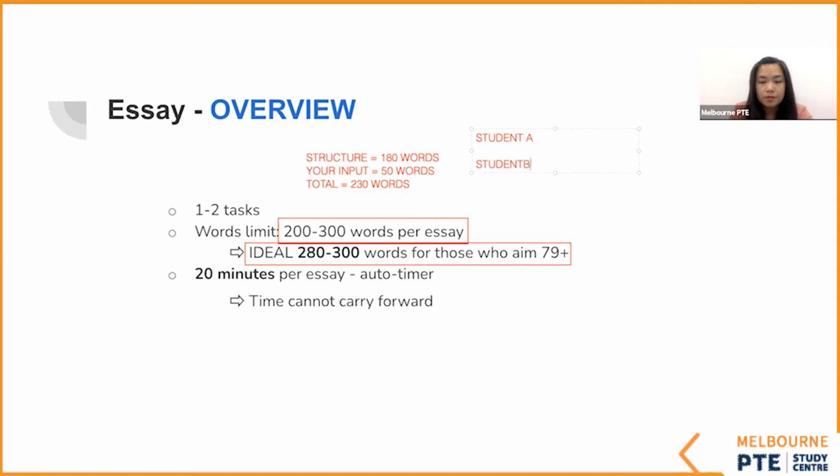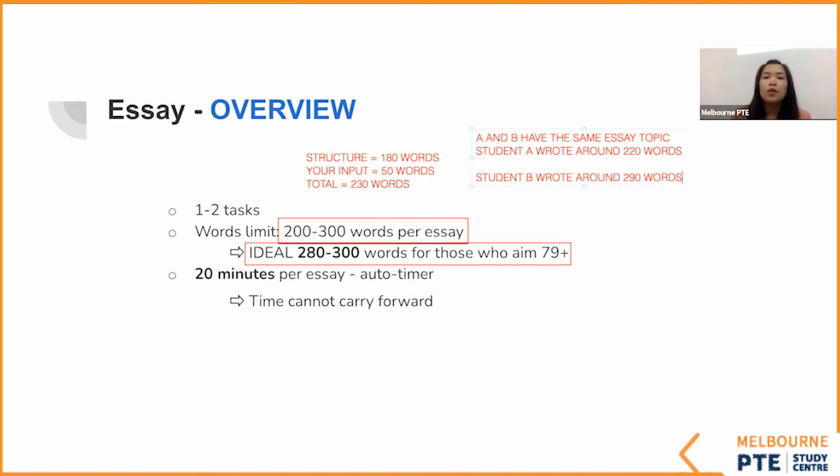student B, right? Now, A and B have the same essay topic. Okay, so A and B have the same essay topic. Now, A wrote the essay, A wrote around 220 words. Okay. And B wrote the essay around 290 words.